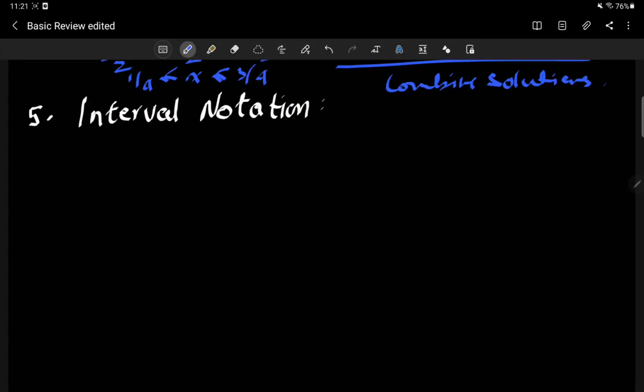Last video for review part is interval notation. Once again, this is an idea that's going to keep coming up in this course: how to view the same idea in multiple ways. So for example, I solve an inequality.